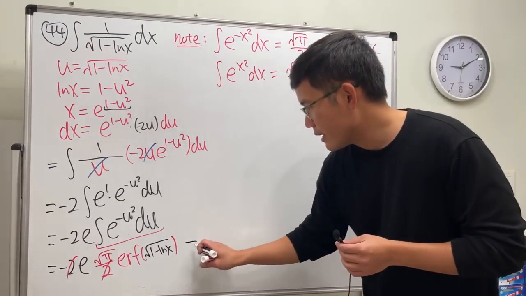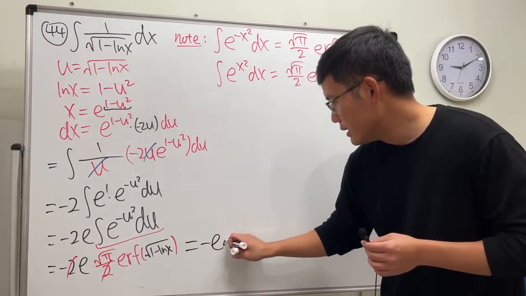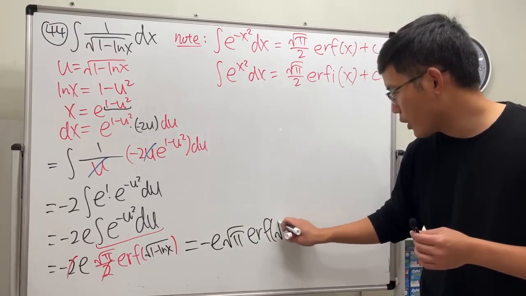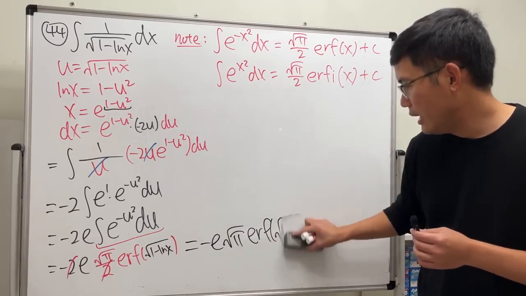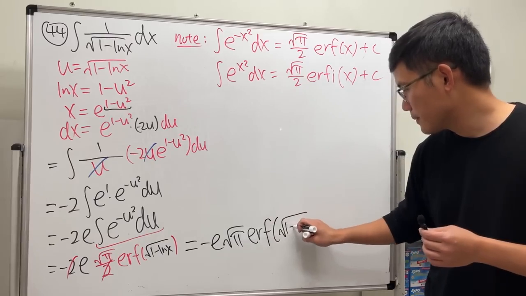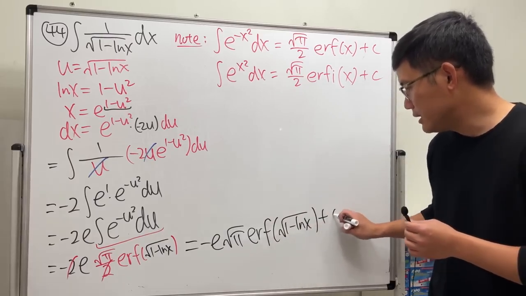I'll write this down. Negative e square root of pi and then erf of square root of 1 minus ln x, and then plus c.